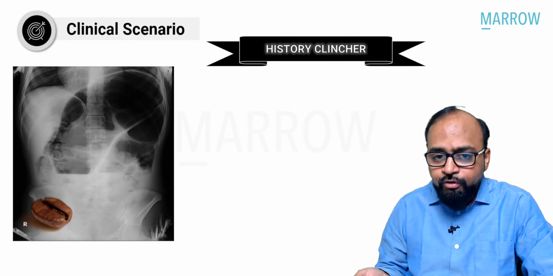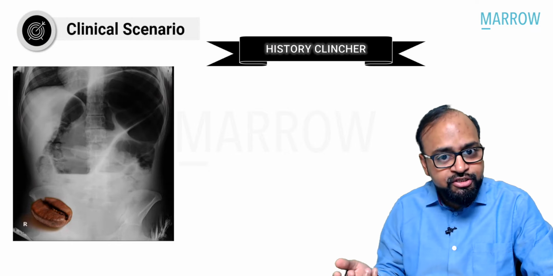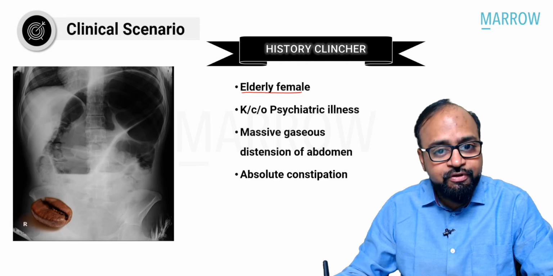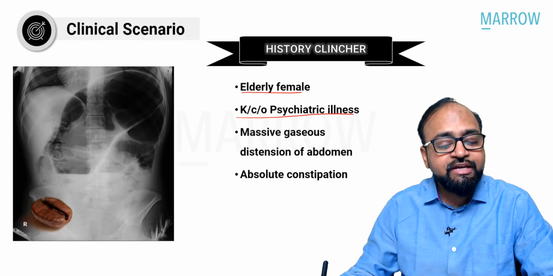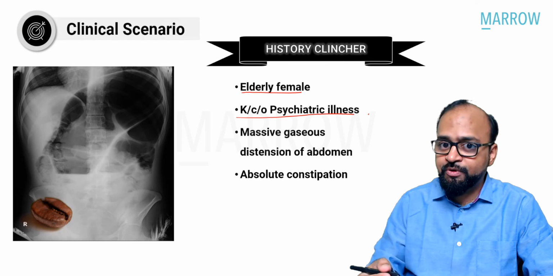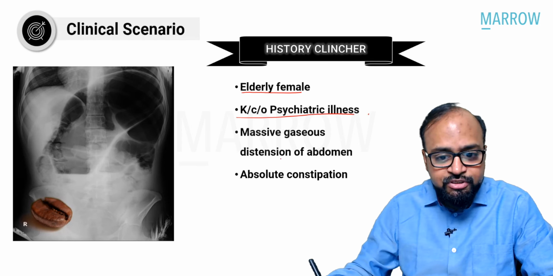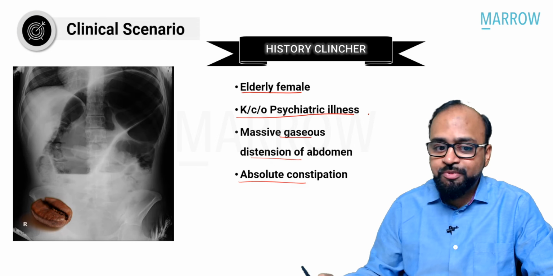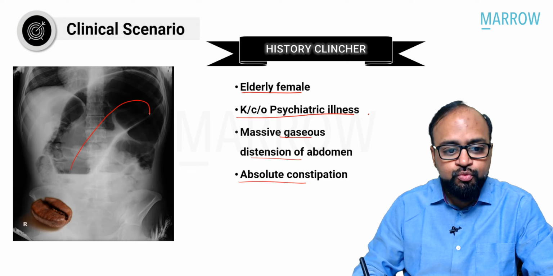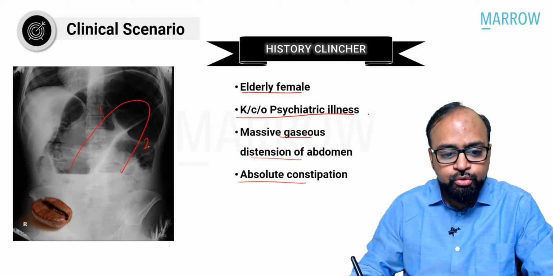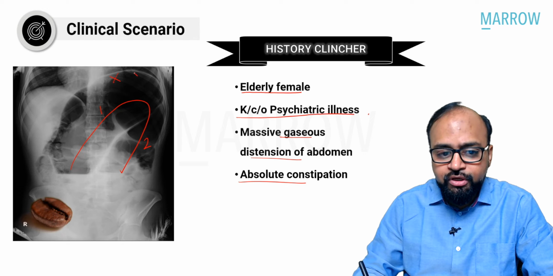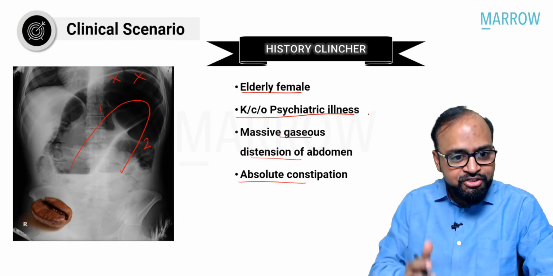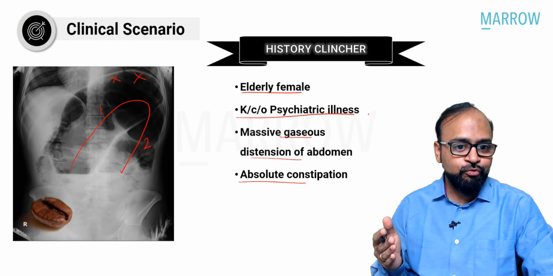Now, what is sigmoid volvulus? Remember, sigmoid volvulus is actually a history clincher. What is that history clincher? We have discussed this. Look at this clinical scenario. An elderly female, usually a known case of psychiatric illness. This history was not given over here in this particular question, but an elderly female presents with massive gaseous distension of the abdomen with absolute constipation. And you see how many loops? Yes, 1 and 2. So a total of 2 dilated loops without any haustral markings, without any haustrations. This is the clincher of sigmoid volvulus.